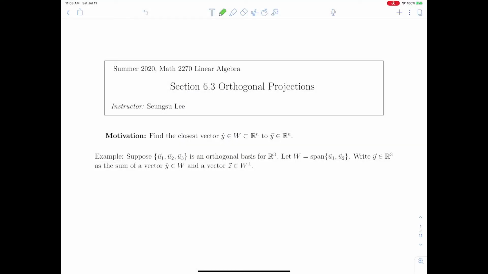So in this section, we're going to talk about orthogonality, and more specifically, we will discuss orthogonal projections. The key idea of this section is we want to find the closest vector y hat that sits inside W to the given vector y inside Rn. So let's look at this example.